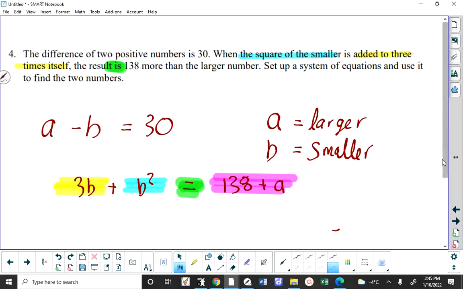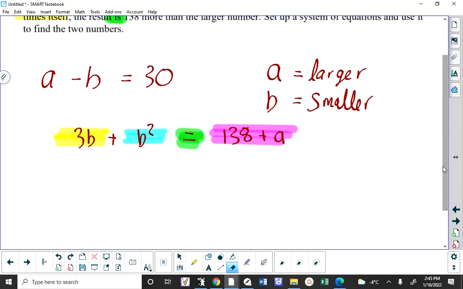And I'll rewrite that so we don't have to endure the colors. The second equation is 3b plus b squared equals 138 plus a.